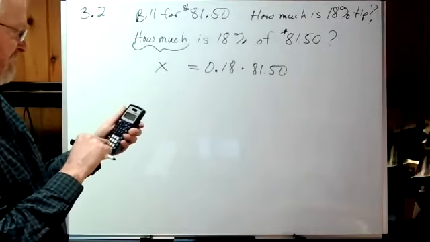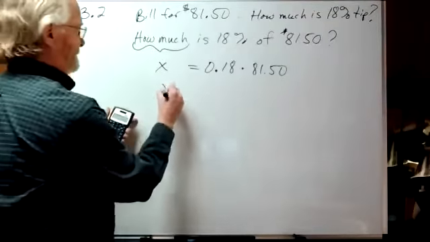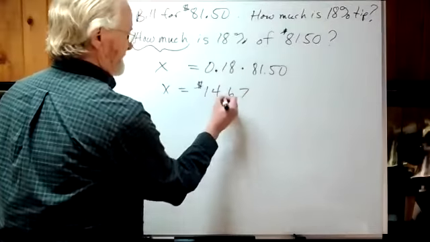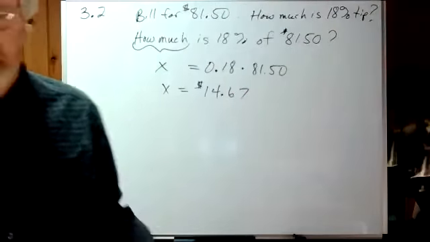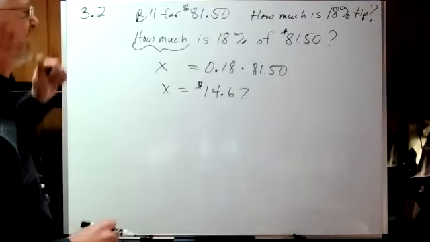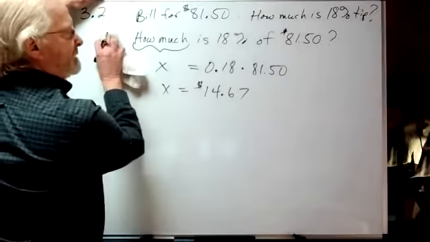0.18 times 81.5. I got 14.67. If I was actually in a restaurant, I'd probably round it to 15 or something like that. You know how that works. I got the same thing. Good, good, good. Thank you. That's always good to know somebody else is agreeing. All right.